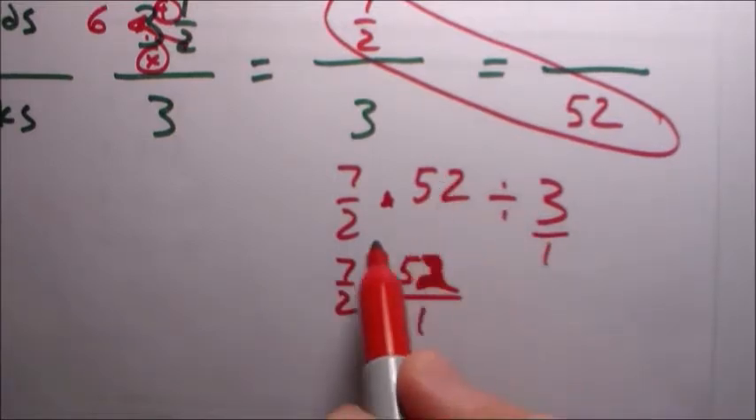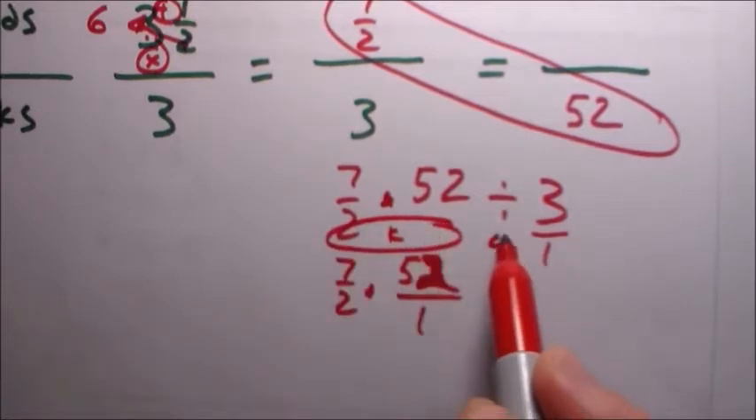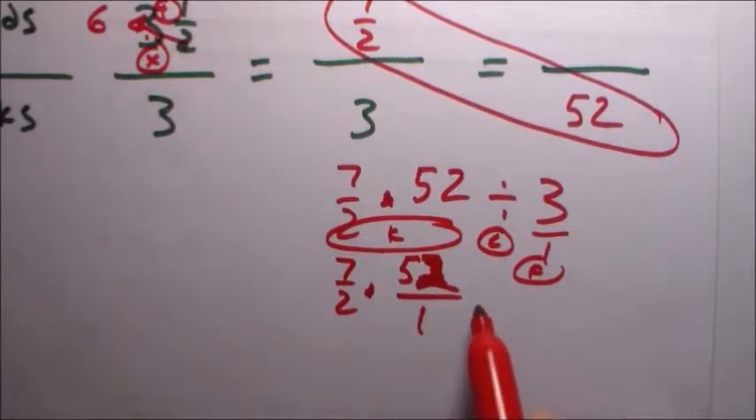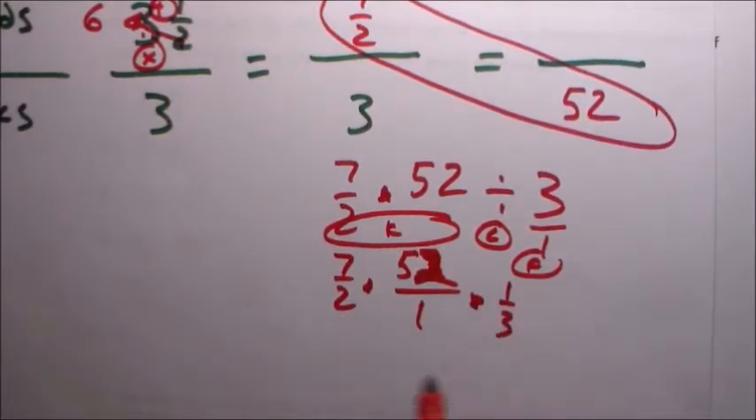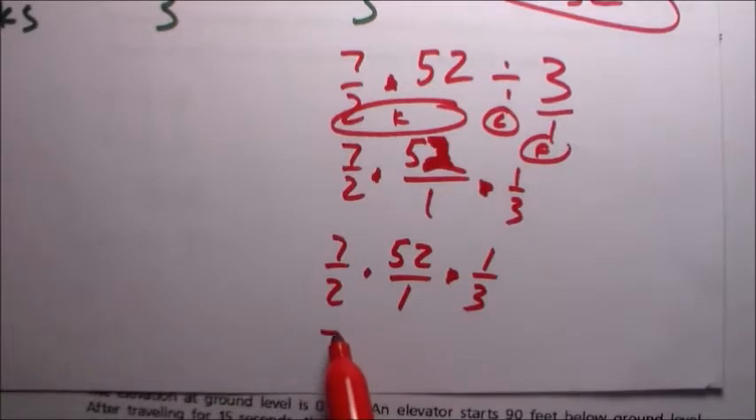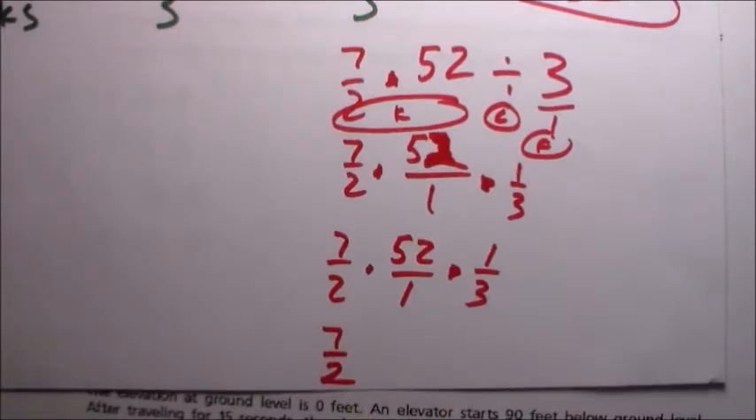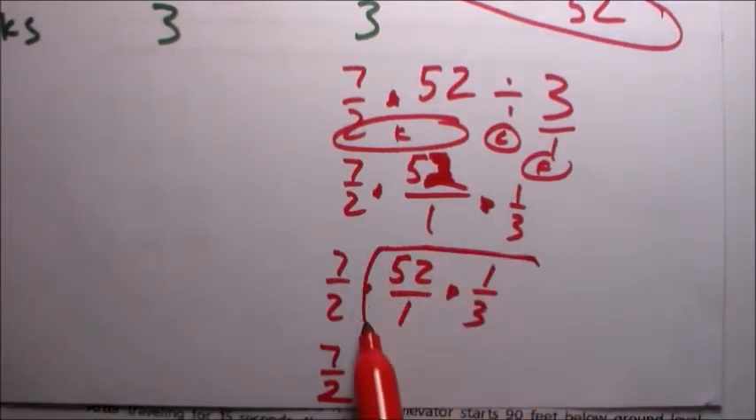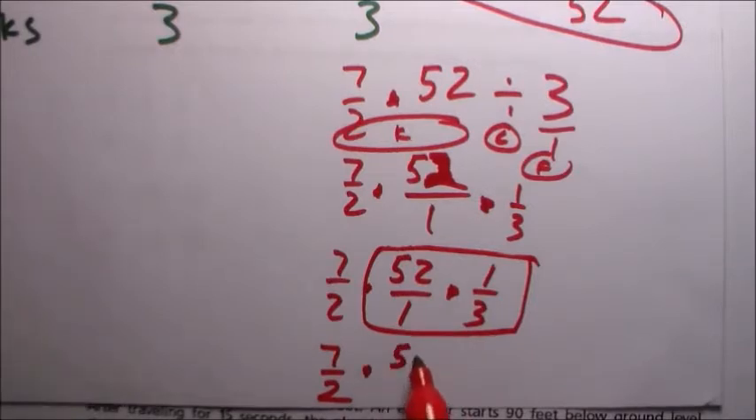And if we keep this whole thing here, flip, that becomes 7 over 2 times 52 over 1 times 1/3. We have 7 over 2 times 52 over 1 times 1/3. And if we just go through the trouble of keeping 7 over 2 by itself, and we use the commutative property of multiplication, it doesn't matter what order we multiply in, and we just multiply these two together, we have 52 over 3. So we have 7 over 2 times 52 over 3, and that will give us our answer, right?